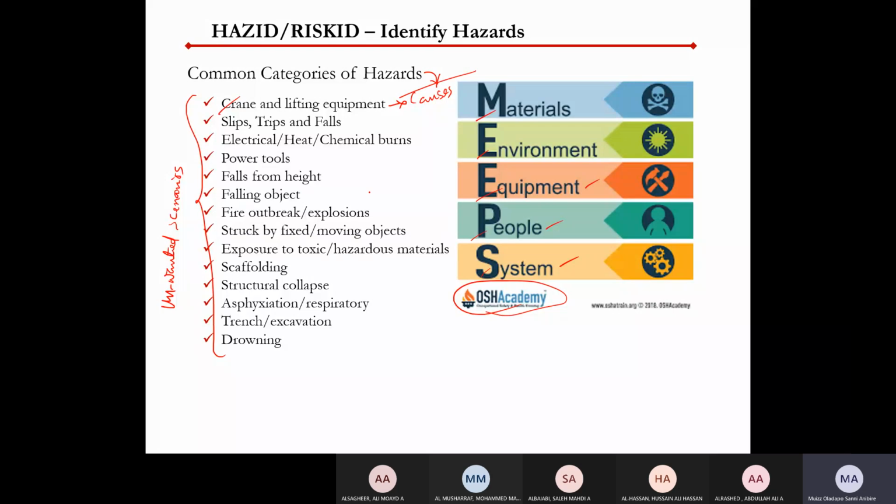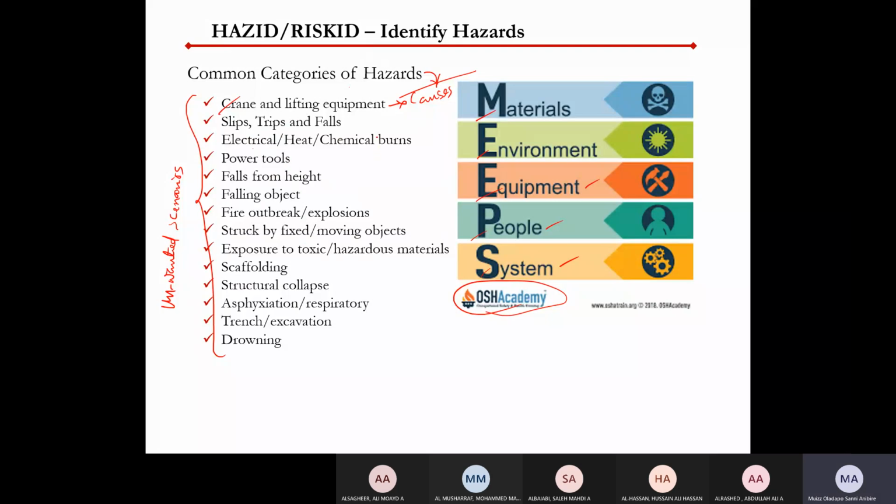Okay. So basically, we have crane, lifts, slip, trips, and falls, electrical, heat, chemical, power tools, falls from height, falling objects. You can say all the way down to drowning. What could cause any of these to be categorized as hazards in the workplace?